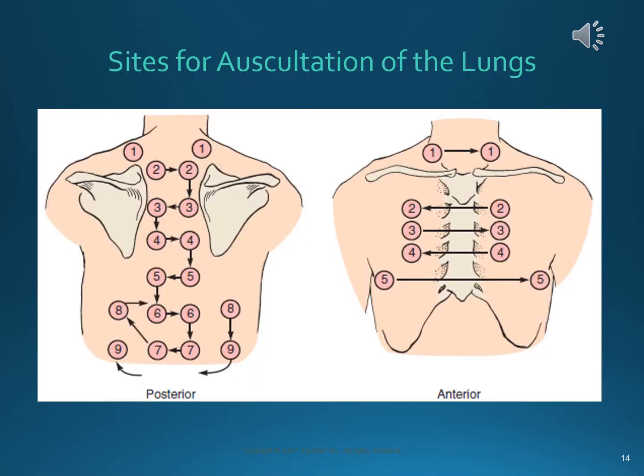This is an illustration from your book about how to listen to lung sounds, all the different places that you need to auscultate. You'll notice that they're auscultating at the apices because remember the apex of the lung is above the clavicle. The other thing you'll notice is that they're not listening over bones and they're not listening over breast tissue. That's very important.